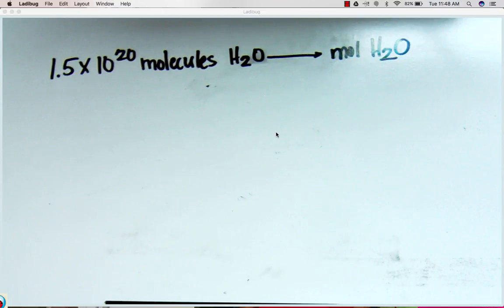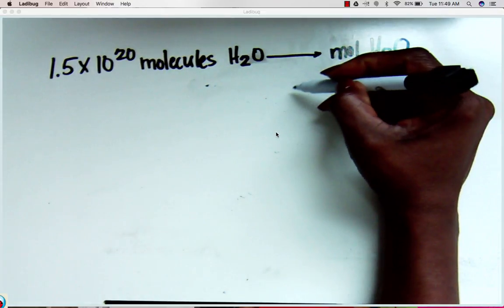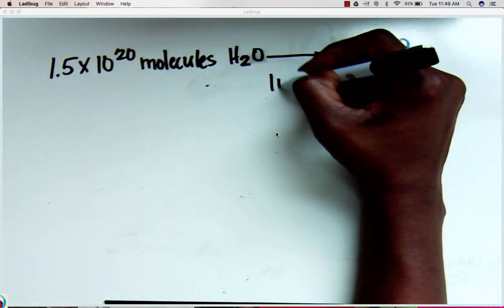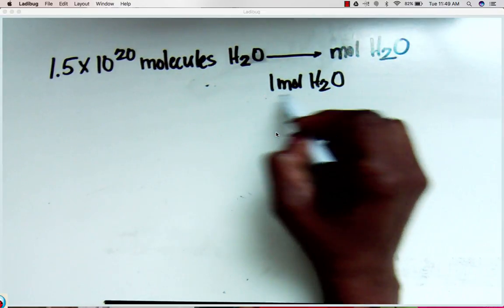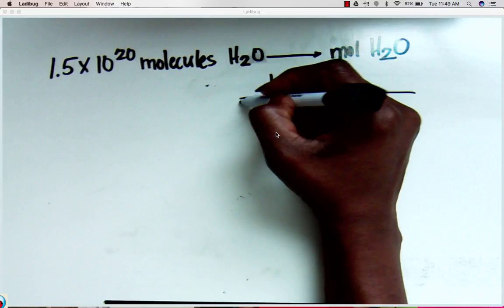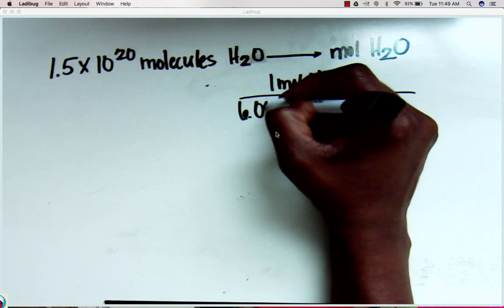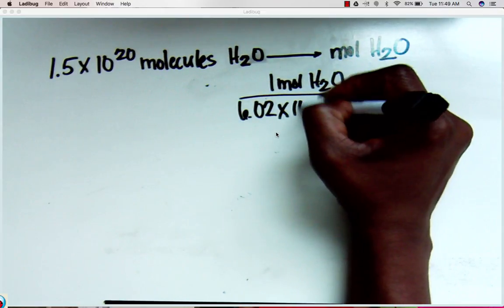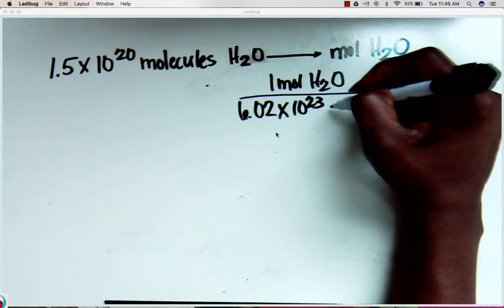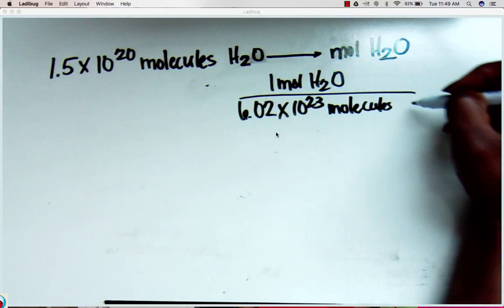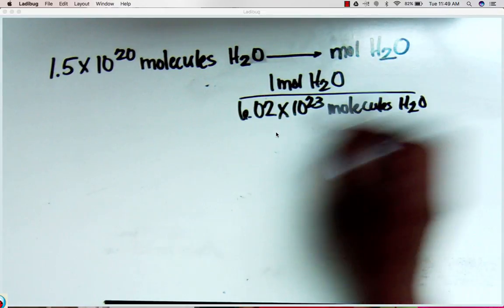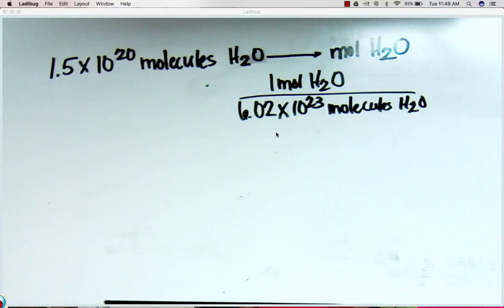In this next example, we're going to go from molecules of water to moles of water, again remembering that molecules is a particle. I'm going to set up my conversion factor so that 1 mole of water is in the numerator because that's what I'm solving for. And in my denominator, it's 6.02 times 10 to the 23rd molecules of water. Whatever unit you're starting with always goes in the denominator. The unit that you're solving for will always go in the numerator.